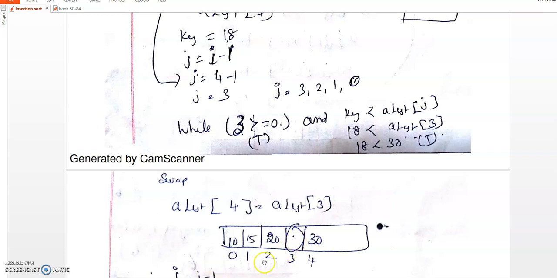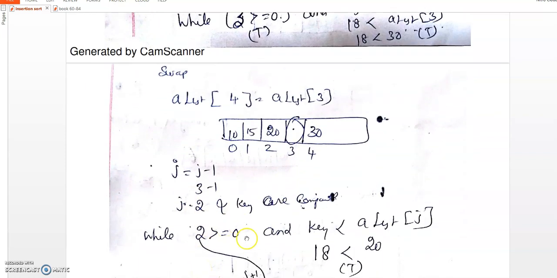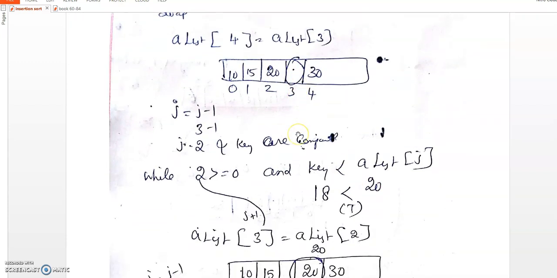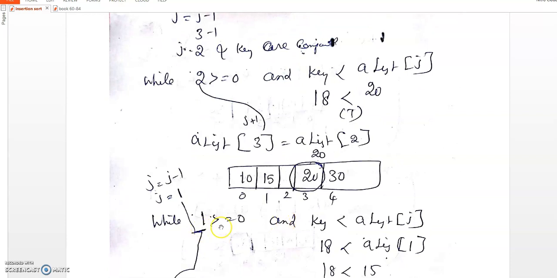Once again, the key element. What is the key element? 18 is compared with the 20. For that we need to decrease the j, already pointing the third position. So we need to decrease the j value by 1. After decreasing, once again I am comparing 2 greater than or equal to 0 and 18 greater. Yes, the condition is true. So once again 20 has to be moved to the next position. After 20 has moved to the third position, the second position becomes empty. And once again j value gets decremented, j becomes 1.